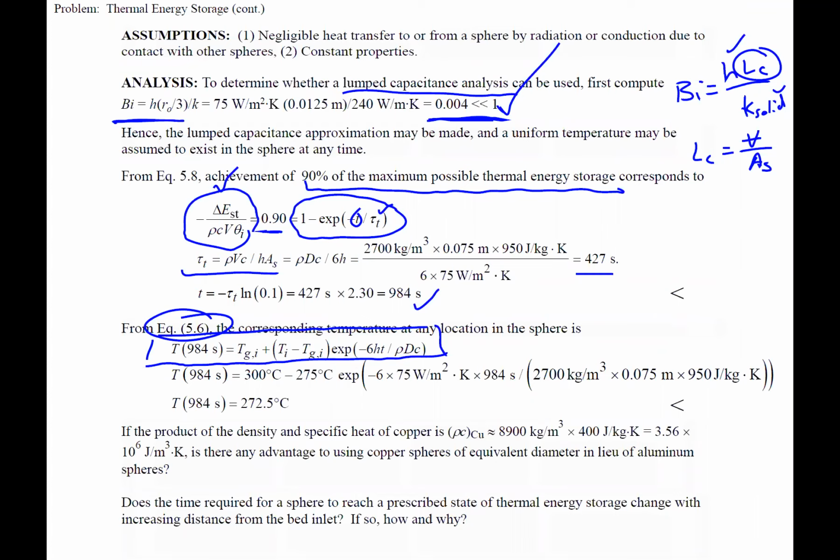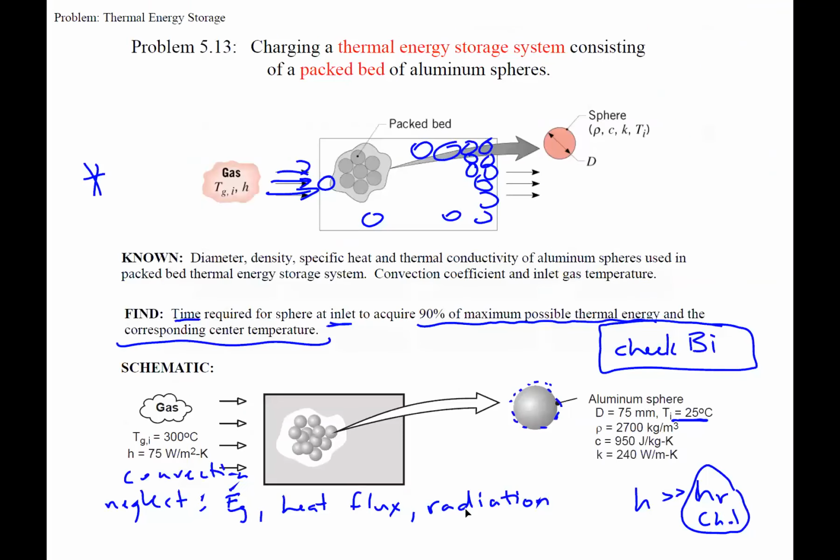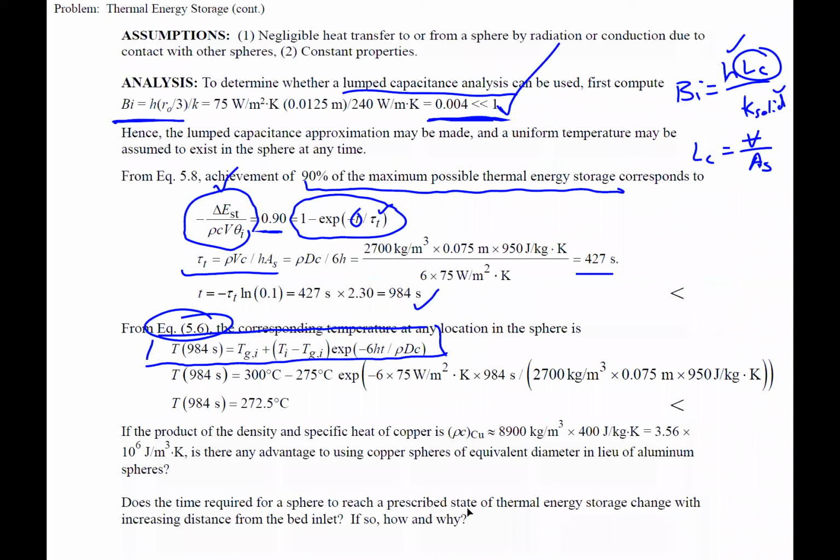The last thing they ask are some questions about looking at the parameters. It was like, what would happen if you had copper instead of aluminum? And really, you're just looking at the properties, right? It would be dealing with the density and specific heat. So when energy is stored, how long would it take? So it's looking at those properties and changing them out.